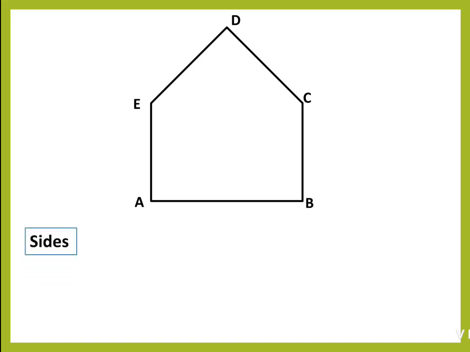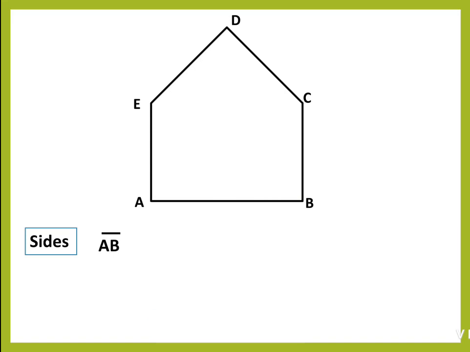We know how many sides here? 5 sides. So we have to name these 5 sides. First side is starting from A. Line segment AB. Okay. AB is a side of this polygon. So we write here line segment AB.